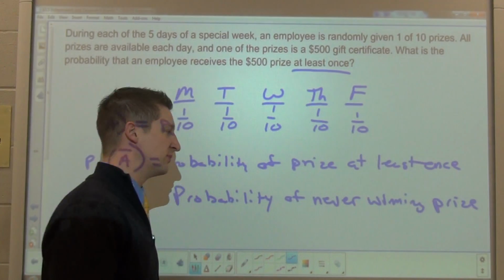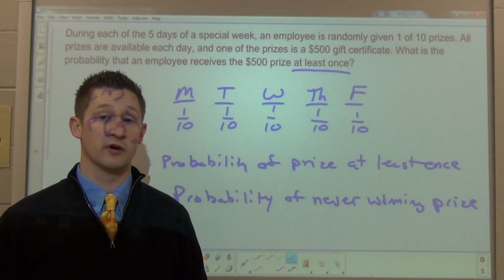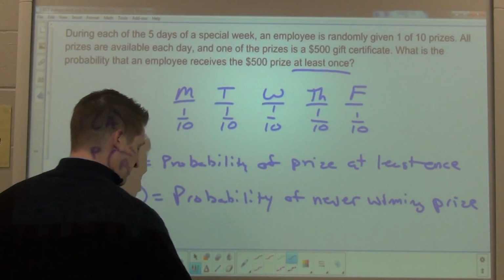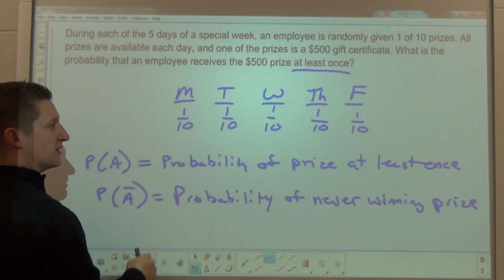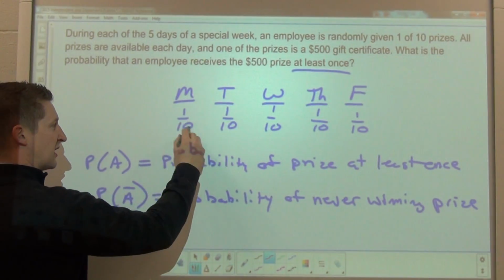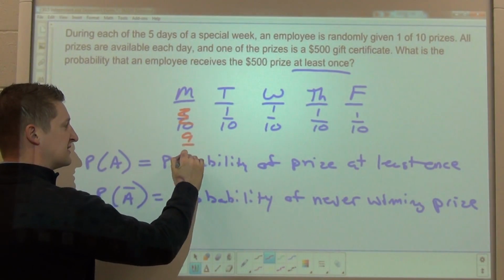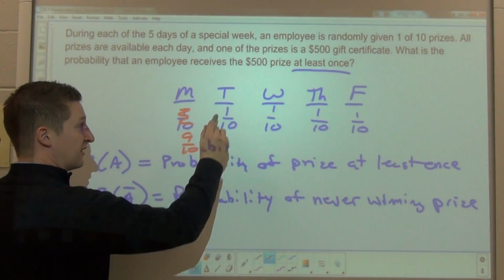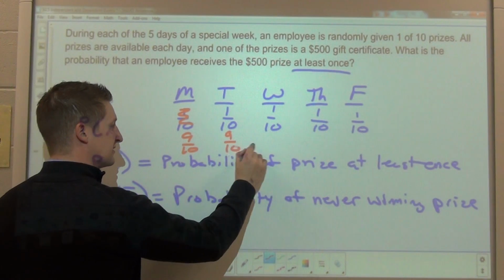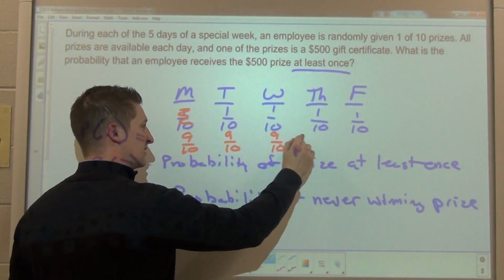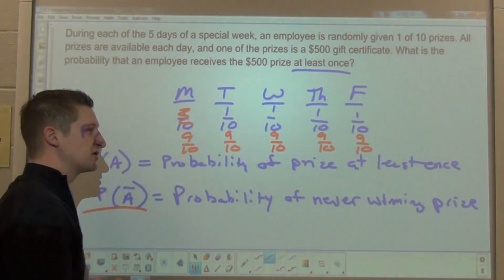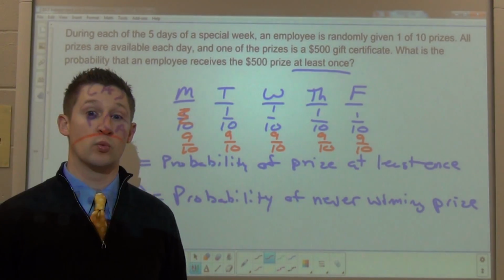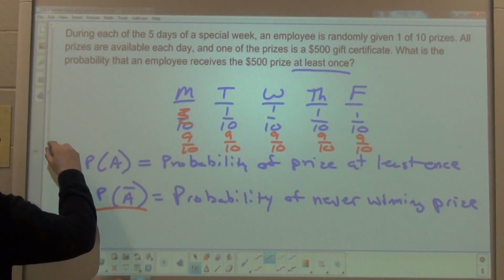Now in this case, the probability of never winning the prize is a little bit easy to figure out, because what's the probability that he doesn't get the prize? Well, it'd be the complement to this. It'd be 1 minus 1/10, or it would be 9/10. And then Tuesday, again, 9/10. And then Wednesday, again, 9/10. And then Thursday, 9/10. And on Friday, 9/10. So we're saying we'd rather figure out him not winning the prize at all. Or her, I should say.